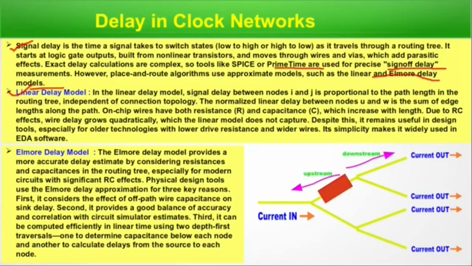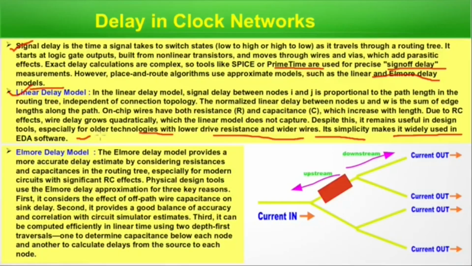Linear delay model. In the linear delay model, signal delay between nodes I and J is proportional to the path length in the routing tree, independent of connection topology. The normalized linear delay between nodes U and W is the sum of edge lengths along the path. On-chip wires have both resistance and capacitance, which increase with length due to RC effects where delay grows quadratically, which the linear model does not capture. Despite this, it remains useful in design tools, especially for older technologies with lower drive resistance and wider wires. Its simplicity makes it widely used in EDA software. Although it's a linear model, when RC comes into play, the wire delay grows quadratically.